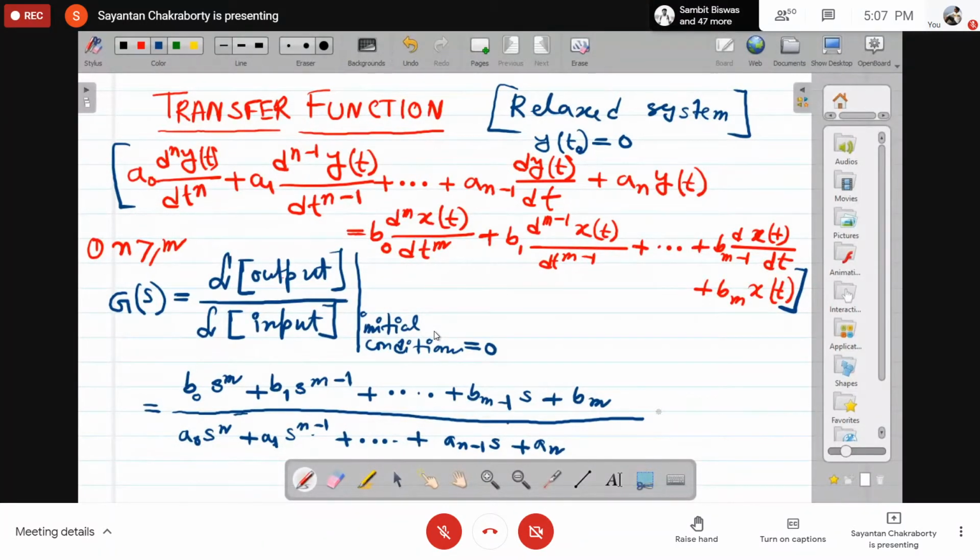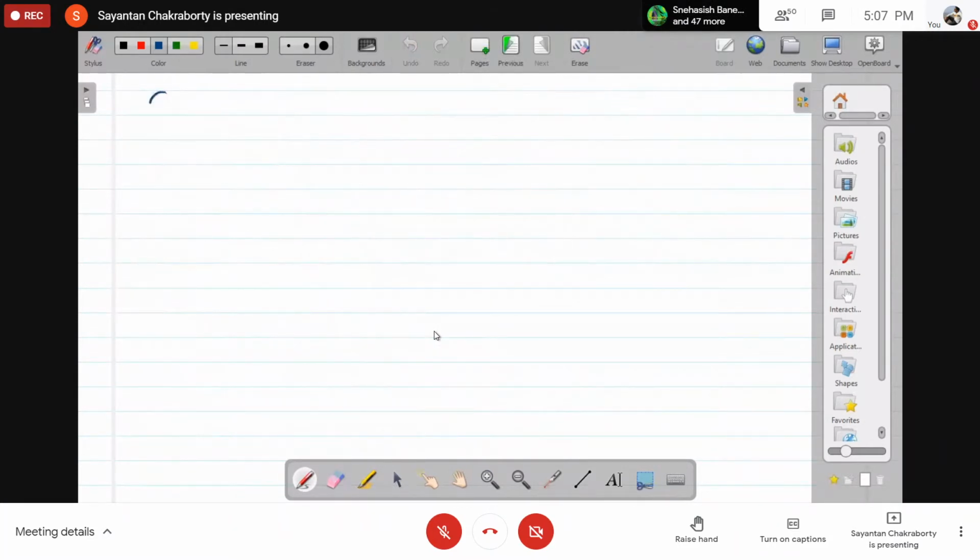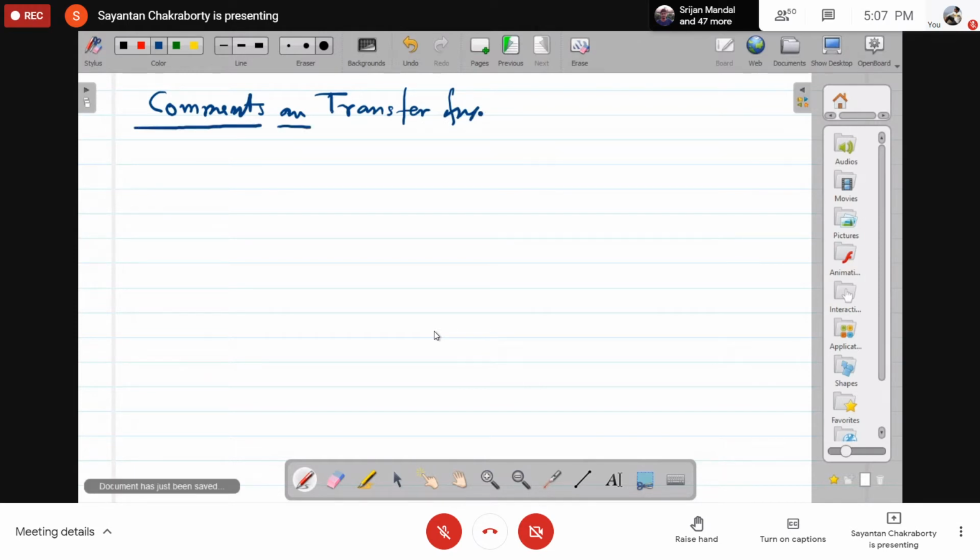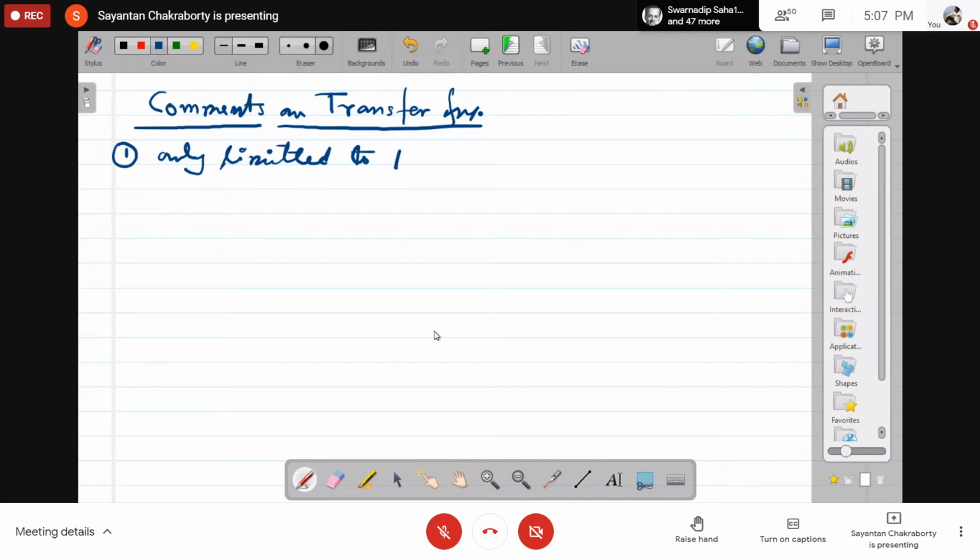Now we need to clarify a few aspects of the transfer function. What are these aspects? Comments on transfer function. The applicability of the concept of transfer function is only limited to linear time invariant system. That is, for nonlinear system or for time varying system, this concept of transfer function will not be valid.